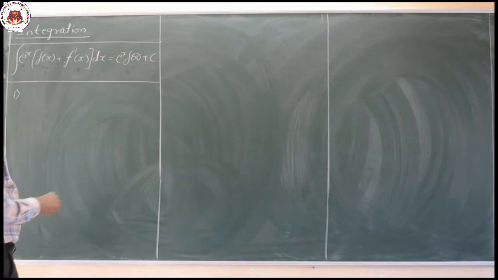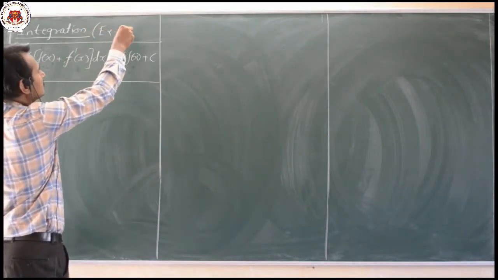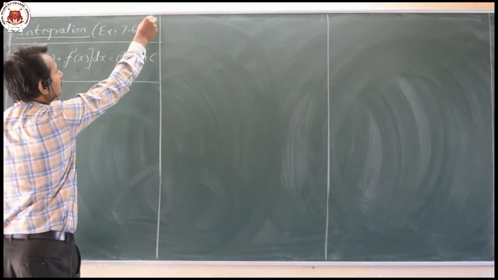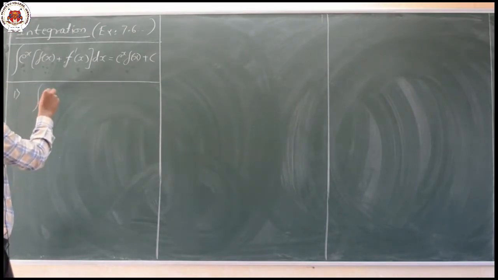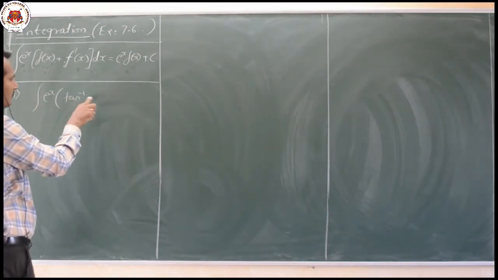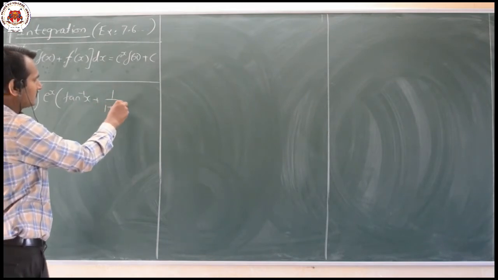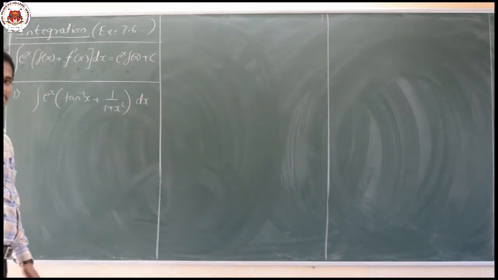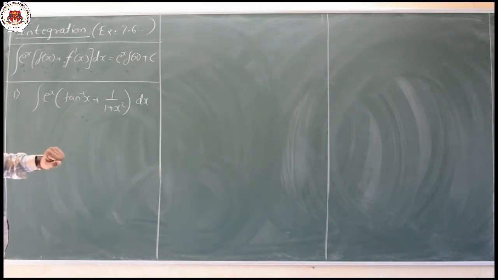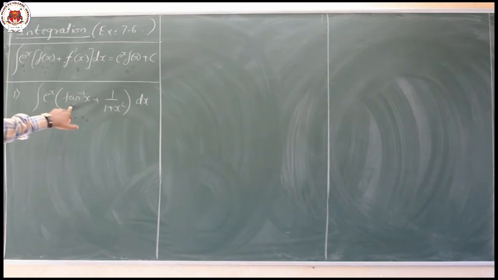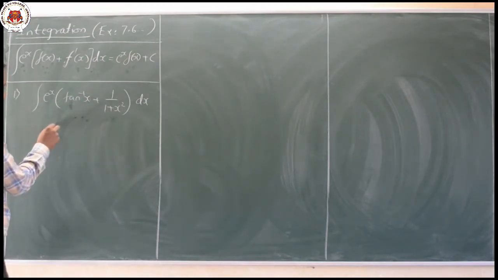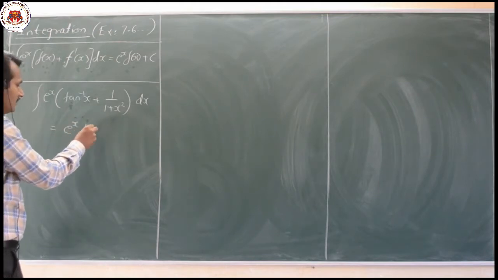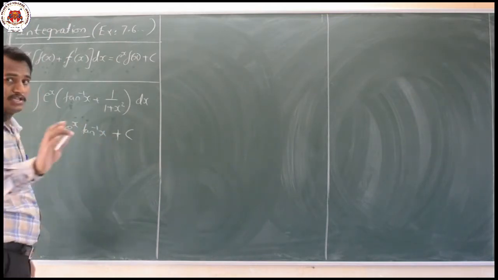The first example: we are starting with exercise number 7.6 continued. In the last class also we were discussing 7.6 only. Now the first problem: integration of e raised to x into tan inverse of x plus 1 divided by 1 plus x square into dx. What is the differentiation of tan inverse x? It is 1 divided by 1 plus x square. So the answer will be e raised to x into tan inverse of x plus an integral constant c.